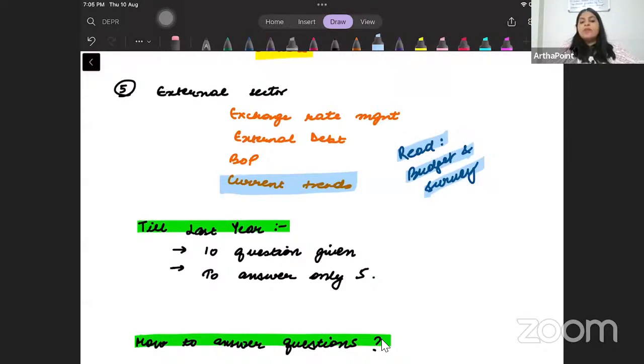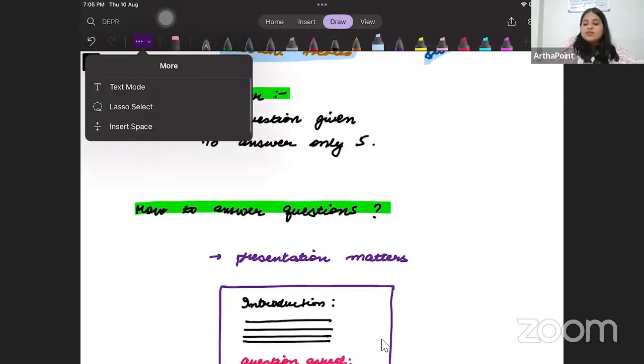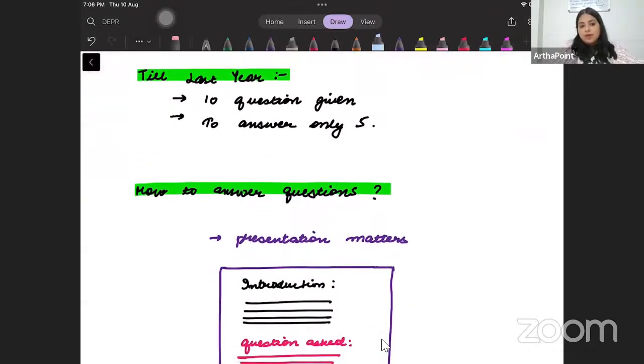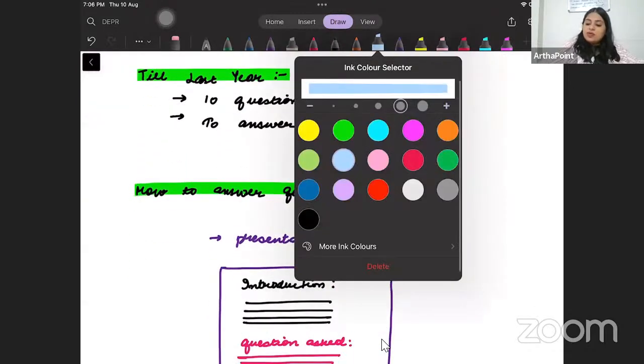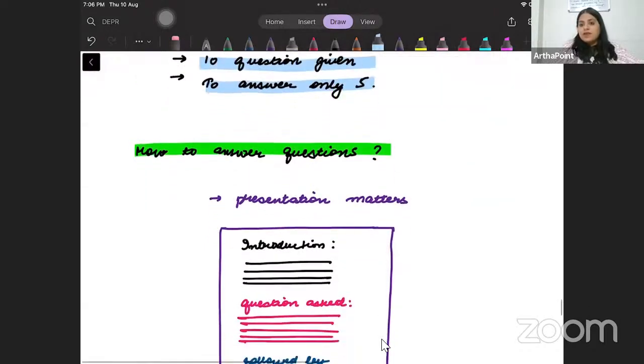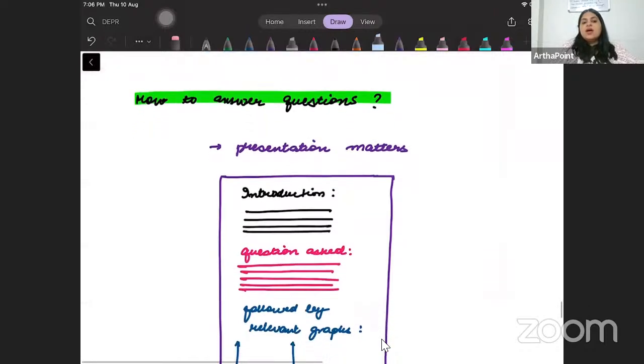Okay, clear a bit? Now, let us talk about the pattern of this paper till last year. So till last year, the pattern of the paper was that there were 10 questions that were given to you and that you had to answer only 5 of them. So options were given to you, right? Now let us go ahead and ask ourselves how to answer the questions.